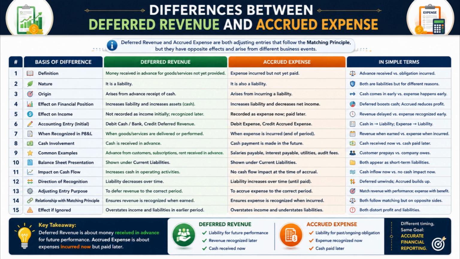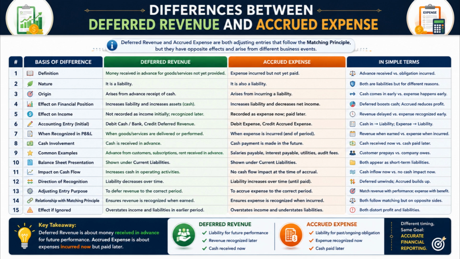Number 1. Deferred revenue means money is received before goods or services are provided, whereas accrued expense means an expense has been incurred but payment has not yet been made. Number 2. Deferred revenue is created when a business receives advance cash from customers, whereas accrued expense arises when a company owes money for expenses already used.